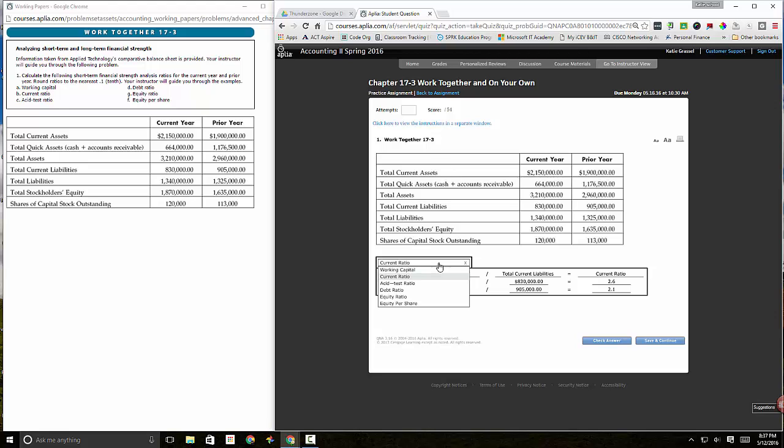Now we'll go through and calculate our acid test ratio, and that is done by taking our total quick assets. And again, quick assets are things like cash and accounts receivable, or any marketable securities that you can turn in to get cash. And we're going to divide by our total current liabilities, and that will give us our acid test ratio. So notice right here, it gave us our quick assets of cash and accounts receivable of $664,000. Divided by total current liabilities, that gives us an acid test ratio of 0.8.